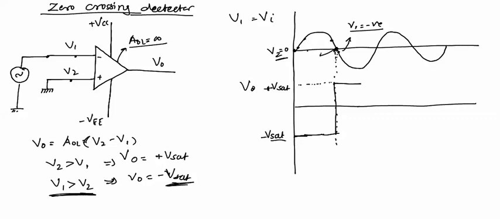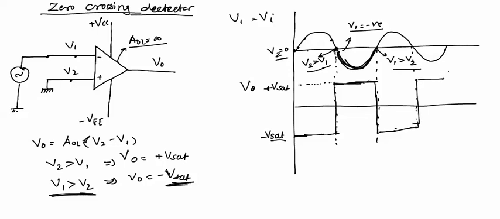Again, at this point we got V2 greater than V1, and in this part of graph V1 is negative and V2 is 0. So for this part of graph always V2 will be greater than V1, so output will be plus Vsat. And now at this point again V1 will become greater than V2, so output will again switch from plus Vsat to minus Vsat. And at this point again output will switch from minus Vsat to plus Vsat. In this way we'll get a graph.